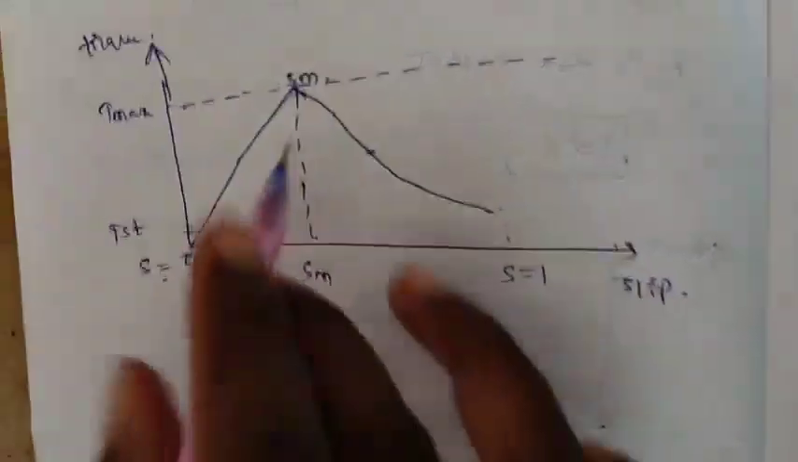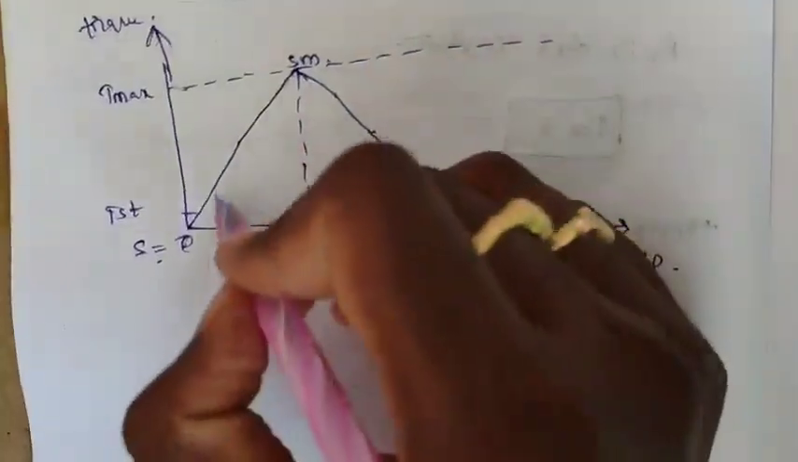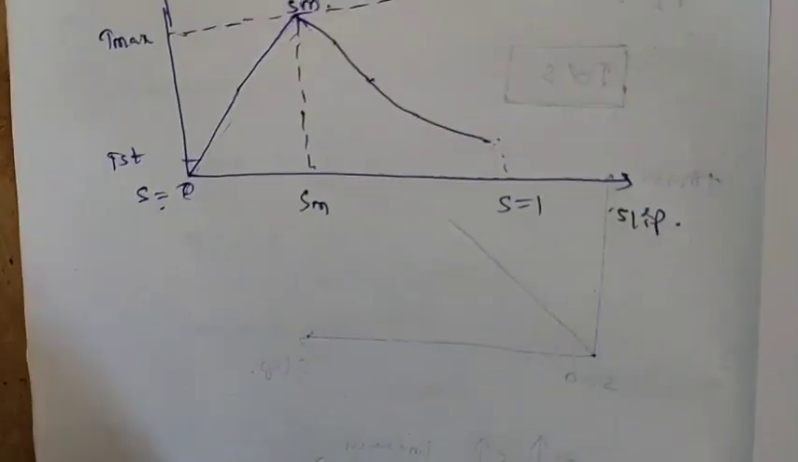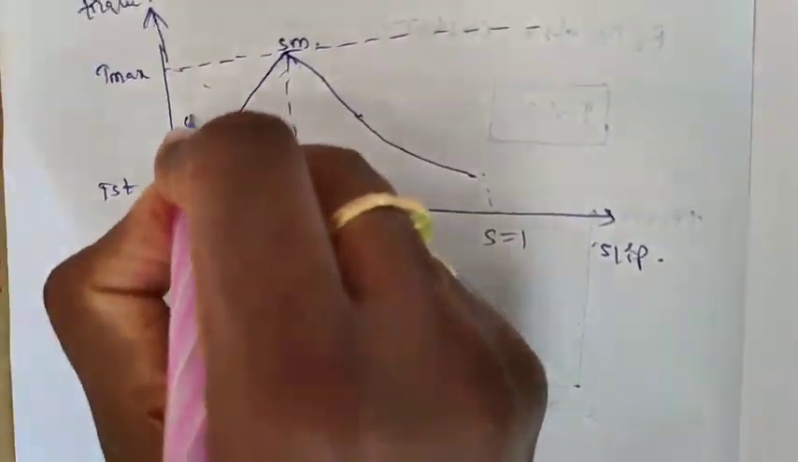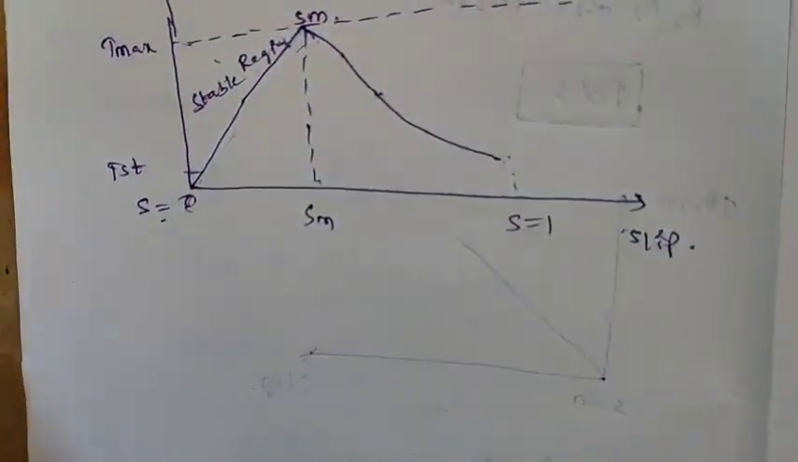Here we can consider two regions. One is 0 to the SM. This is like a straight line. This is the stable region.